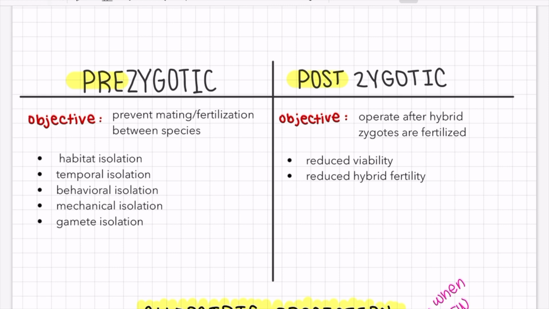And gamete isolation is when the sperm of a species is unable to fertilize the eggs of another species. And again, there's a lot of examples for all of this, and we can go over that in another video, but it's just important to understand that these are ways that prevent mating and fertilization between species.